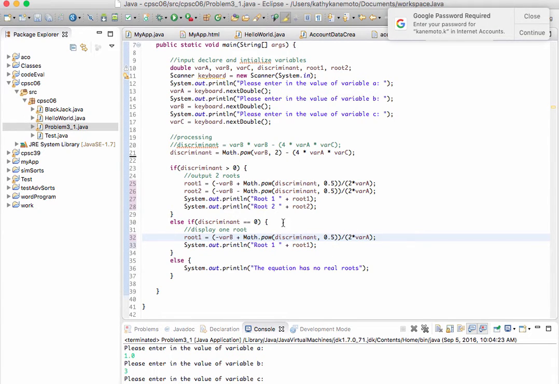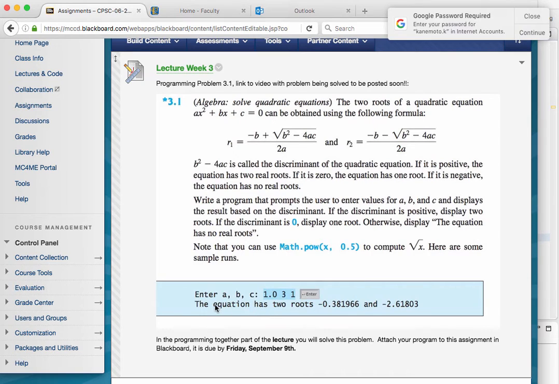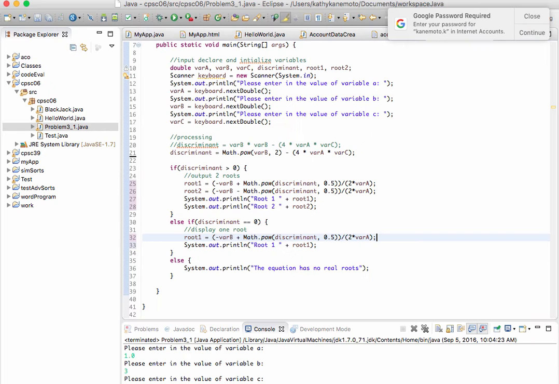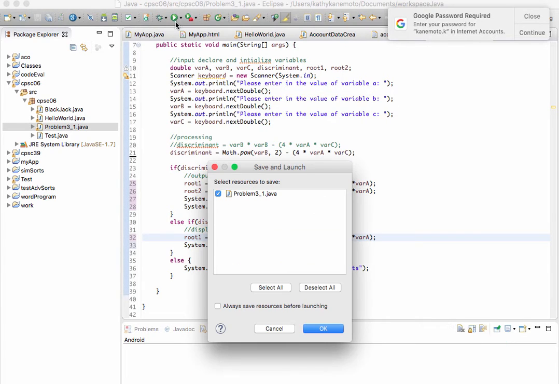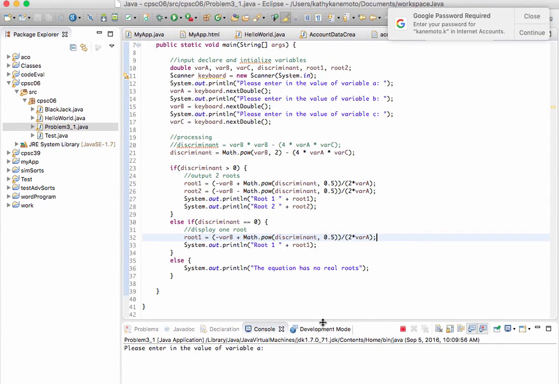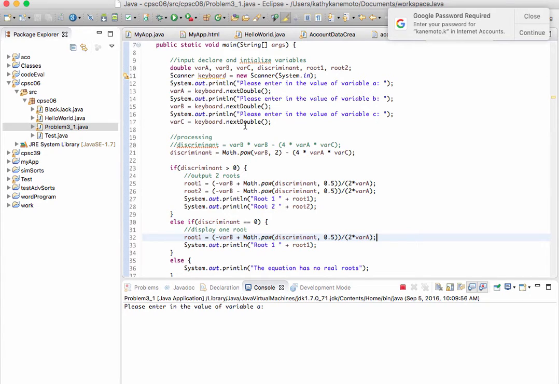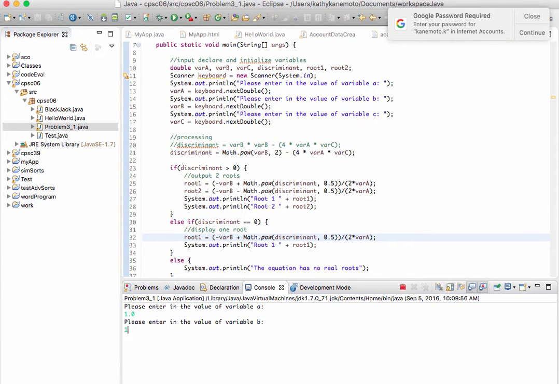Now all that is left to do is to test to make sure that we are getting the right values and output for some given input. In the problem, he says, go ahead and test it with the values 1.0, 3, and 1, and you should get this as your output. These are good values to start with. So we'll go ahead and run our program. Of course, we're right here in our program where we're entering the value of the variable a. And then we'll enter the value of variable b and the variable c.